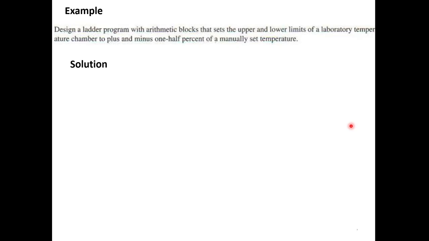Okay. So now there's an example. Design a ladder program with an arithmetic block that sets the upper and lower limits of a laboratory temperature chamber to plus minus 1/2% of a manually set temperature. So you want to do a temperature control. So you have to give a range, based on which you will turn on and off the air conditioning or the heater. So the set temperature may be 100 degrees or 25 degrees, depending on what your requirement is, and then you want to make a higher range, 0.5% of 25 degrees, and 0.5% of 25 degrees as a lower, plus minus.